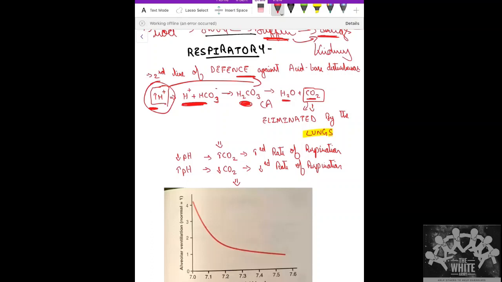There is acidemia, bicarbonate buffer acts, binds to H+, gets it to the lungs, forms CO2, and it is eliminated. So this is how lungs act, a very simple process.